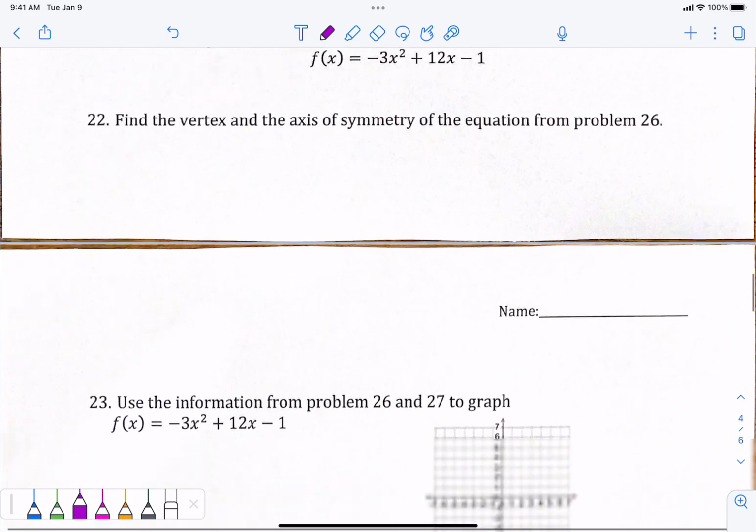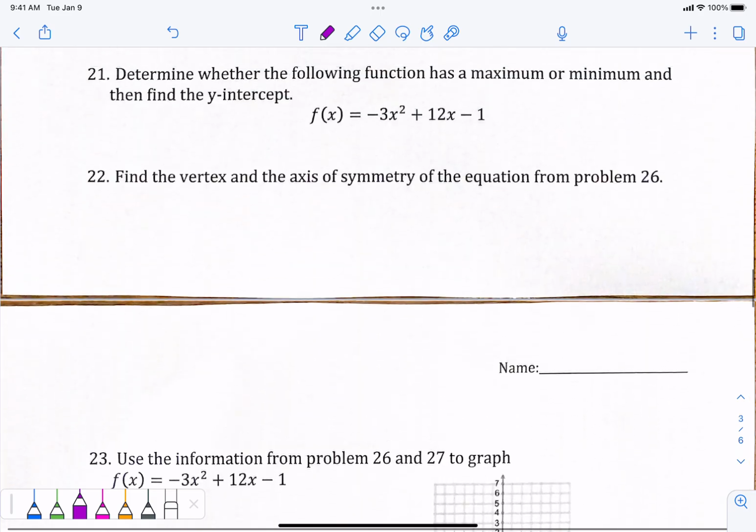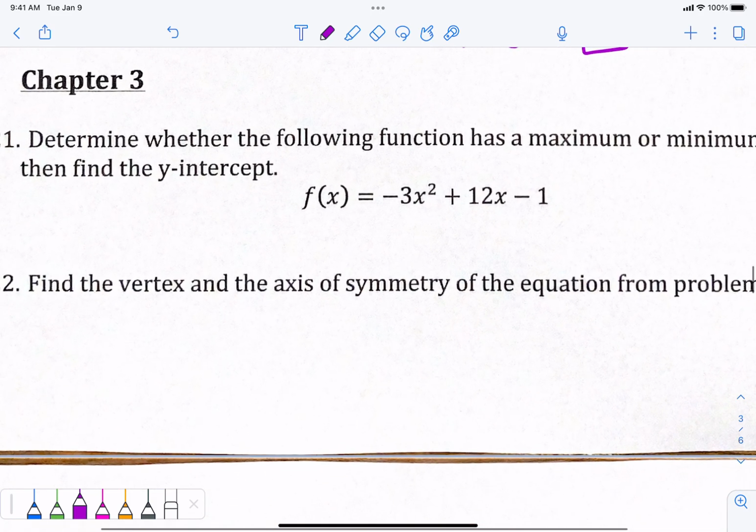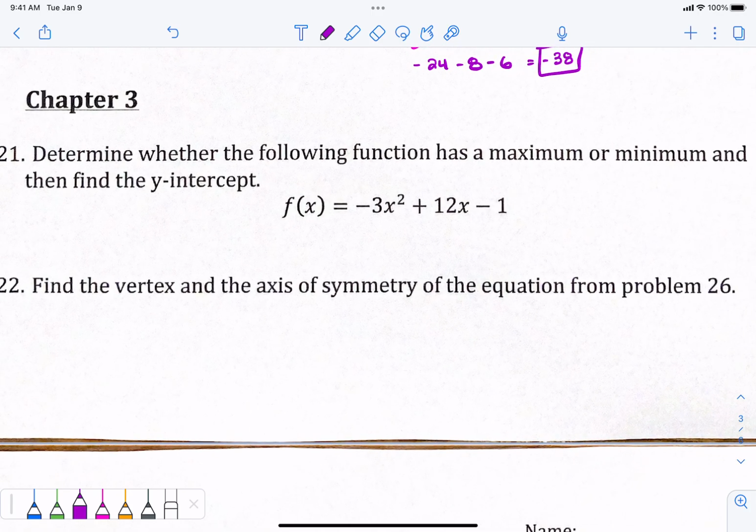All right, chapter 3 has to do with quadratic functions. This is all quadratic functions. All right, number 3. Determine whether the following function has a maximum or a minimum. Okay, max or min. And we don't have to find where the max or min is. We just have to state whether it has a max or a min, and then find the y-intercept.